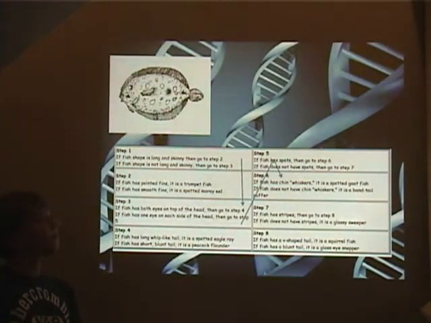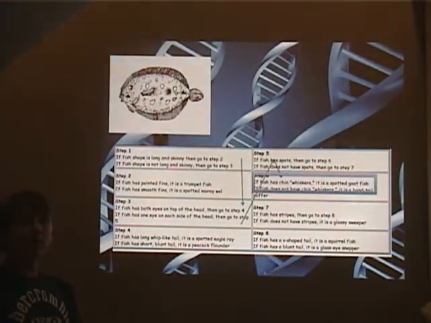Step 6. If the fish has chin whiskers, it is a spotted goatfish. If the fish does not have chin whiskers, it is a band-tailed puffer. Since it has chin whiskers, it is a spotted goatfish. And we have achieved our goal. That is example 1 of our dichotomous key activity.